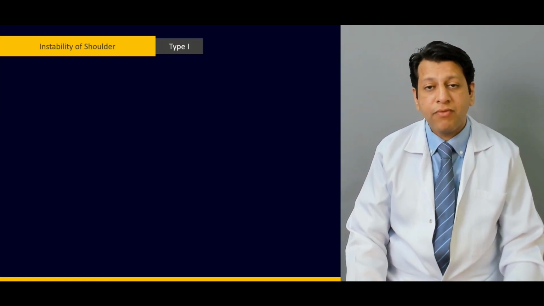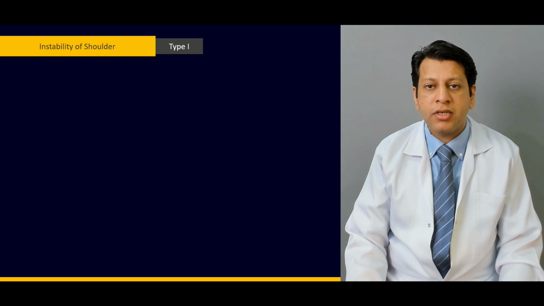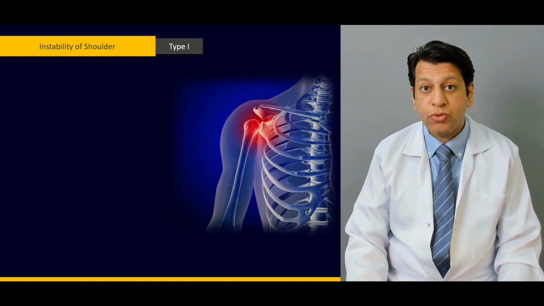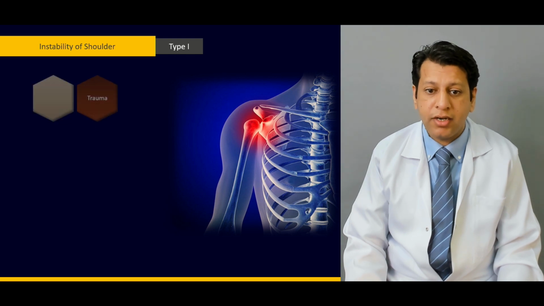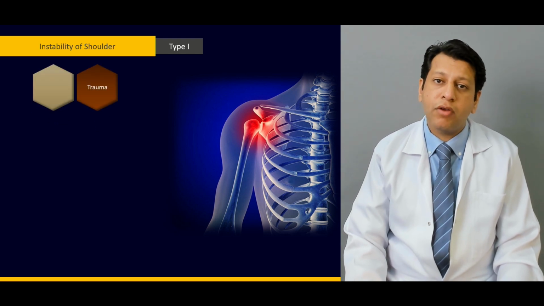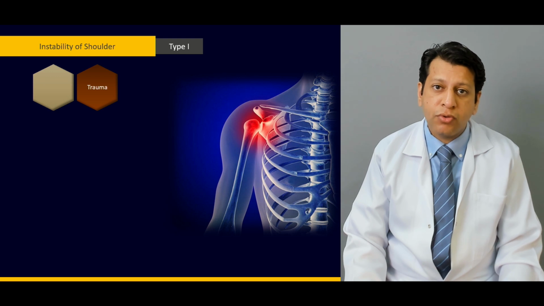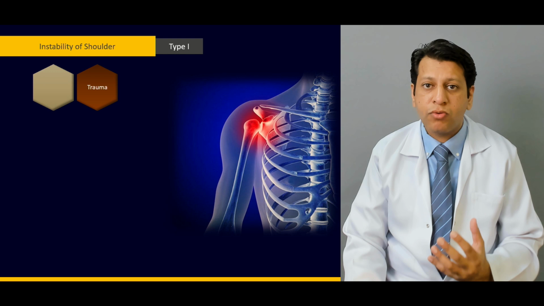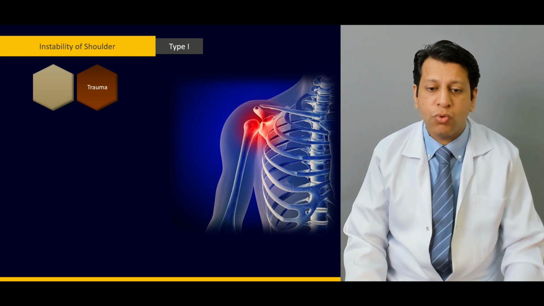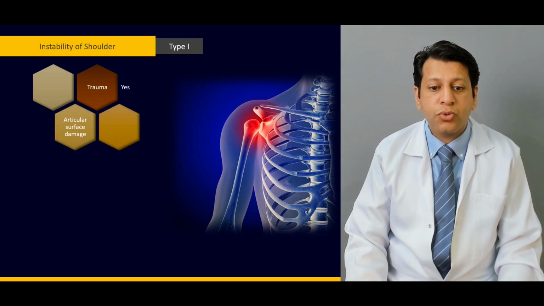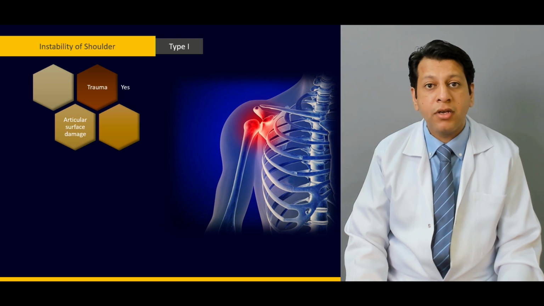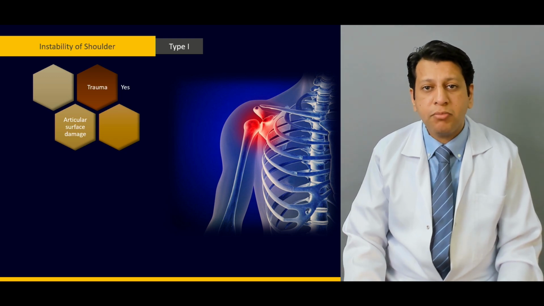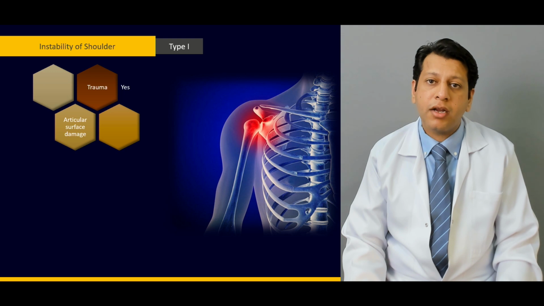Now coming to further enhancing the type 1 injury, which I just told you, polar type 1 was traumatic structural instability. There is always a history of trauma. The patient complains that they had an RTA, or a fall, or something happened with the shoulder. Then there is associated articular surface damage. There are two types of it, called bony Bankart and ligamentous.